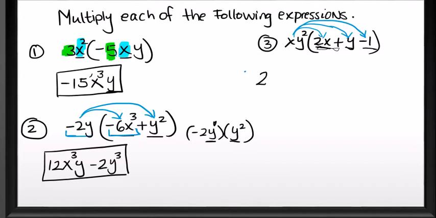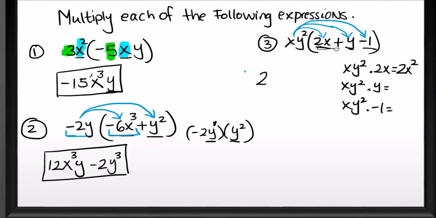Or what you can try to do a little bit differently. I'll put xy squared 3 times, because I have 3 terms inside. Then that xy squared will multiply with every term inside. So 2x, y, and negative 1. So let's multiply these 3. Okay. 2 times 1 is 2. x times x is x squared. There's a y squared, there's nothing here, so that y squared stays as it is.